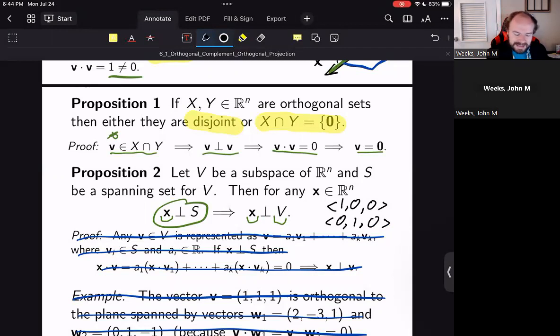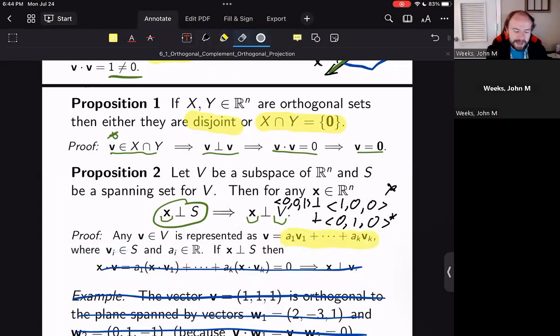If we want to check that (0, 0, 1) is indeed going to be orthogonal to this plane, the only thing I really need to check is that it's orthogonal to each of these spanning elements, (1, 0, 0) and (0, 1, 0). If I do that, then I'm done, because any other vector can be written as a linear combination of elements inside of that spanning set.